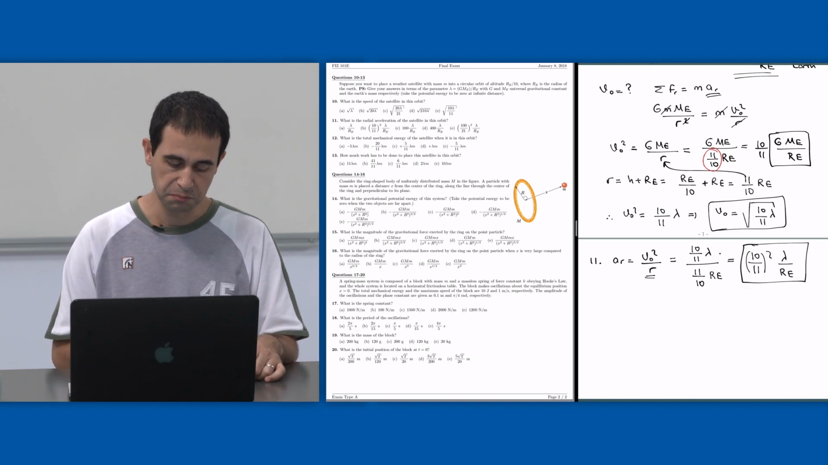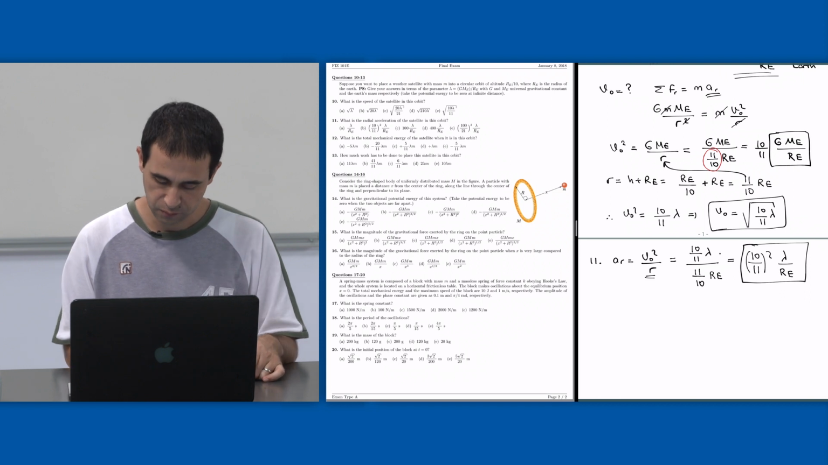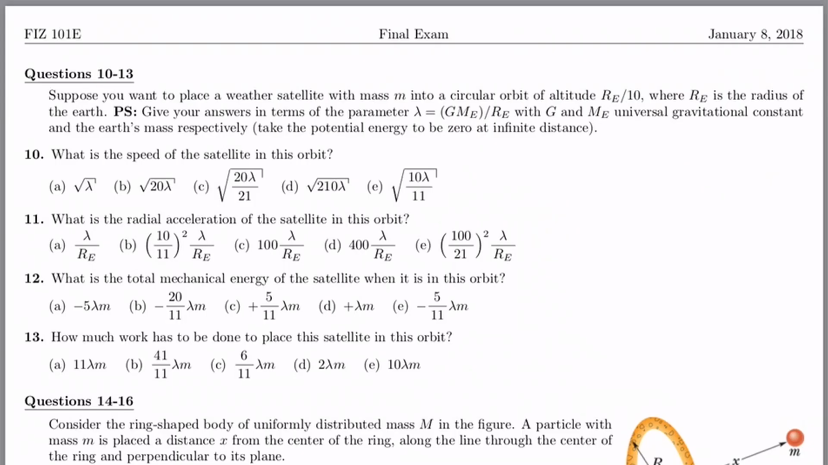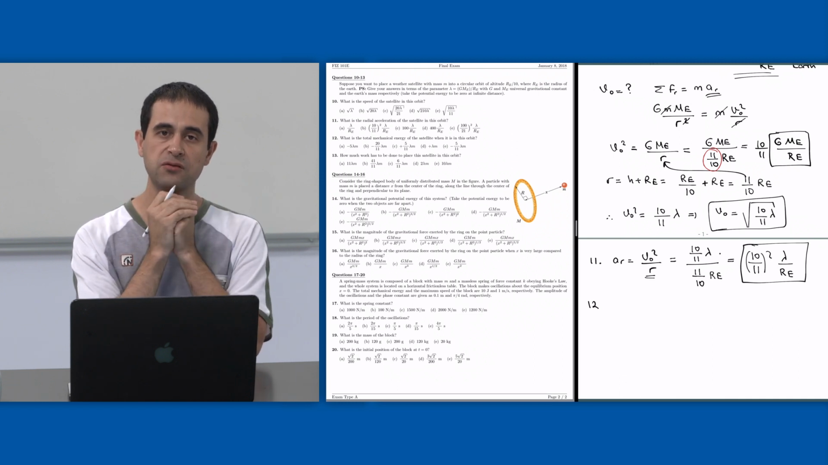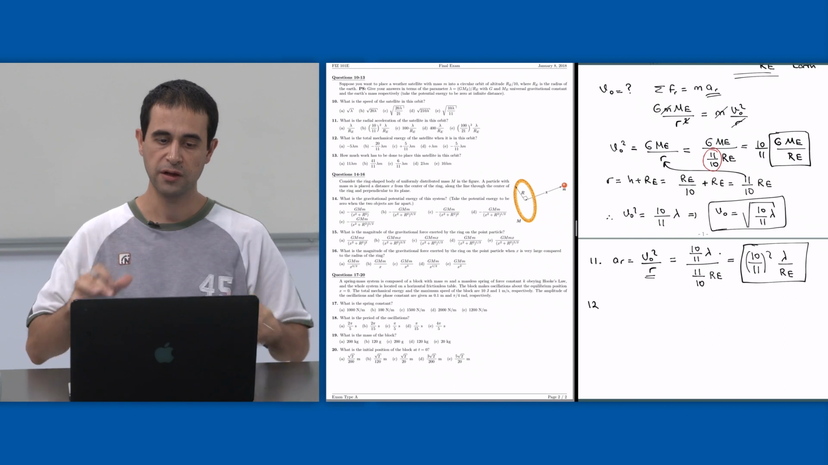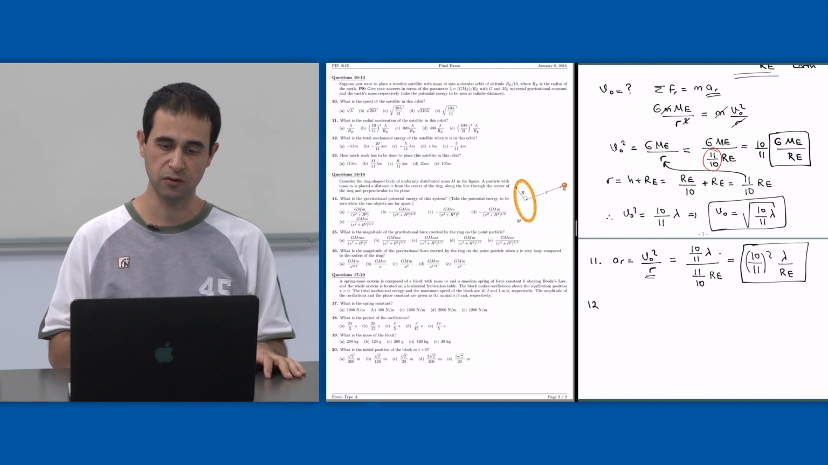So that's the answer B among the choices. Now 12. In problem number 12, it says, what is the total mechanical energy of the satellite when it is in this orbit? So what is the total energy of the system? Mechanical energy is composed of 2 parts. One is the kinetic energy and the other one is potential energy.